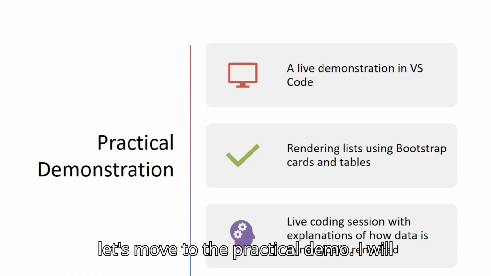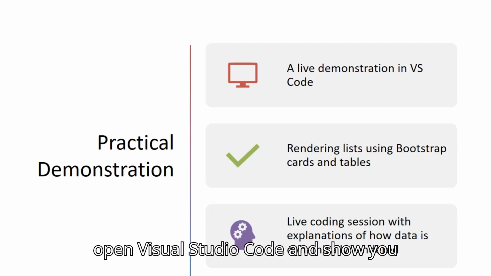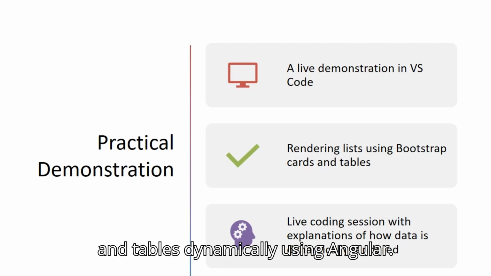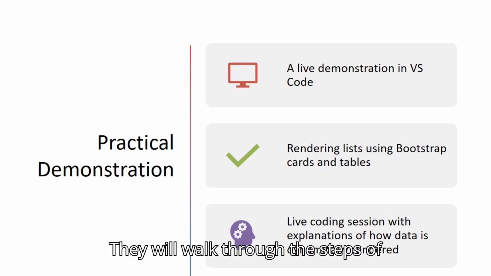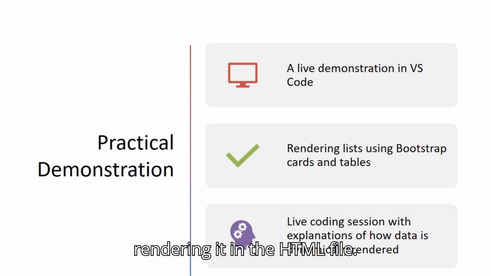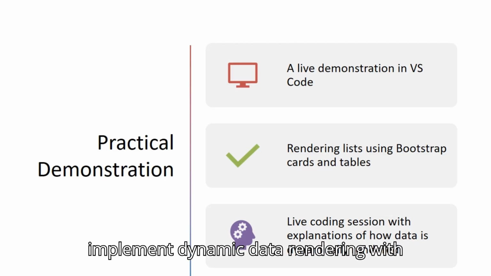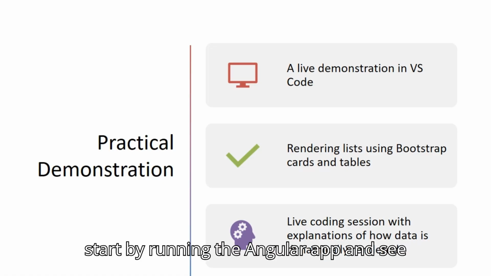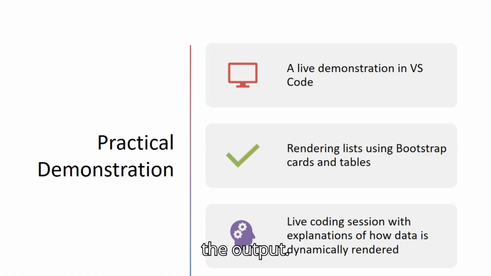Now let's move to the practical demo. I will open Visual Studio Code and show you how to create a list of Bootstrap cards and tables dynamically using Angular. We will walk through the steps of defining the data in our component and rendering it in the HTML file. You will see how easy it is to implement dynamic data rendering with Angular and Bootstrap together. Let's start by running the Angular app and see the output.